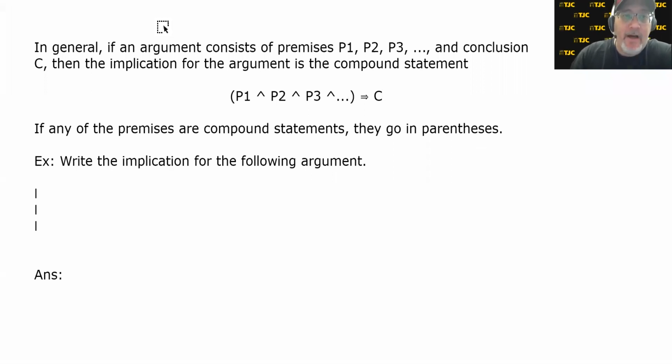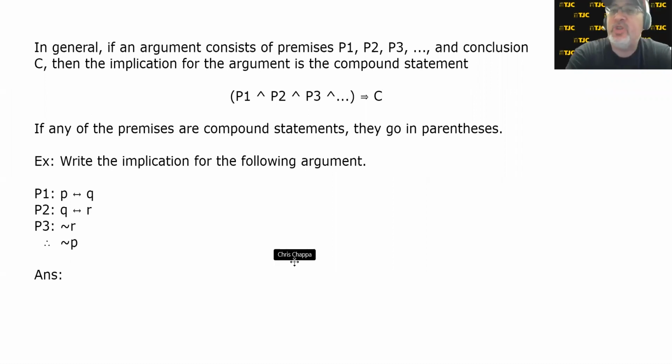Write the implication for the following argument. Notice this one has 3 premises. Don't let that bother you. It doesn't change anything. Our first premise is P if and only if Q. Sorry again for the double-headed arrow being real small font size. I am trying to copy and paste some of these symbols from Word. I may go back to just using my keyboard approach for typing them. But our first premise is P if and only if Q. Our second premise is Q if and only if R. Our third premise is the negation of R. The conclusion is the negation of P.